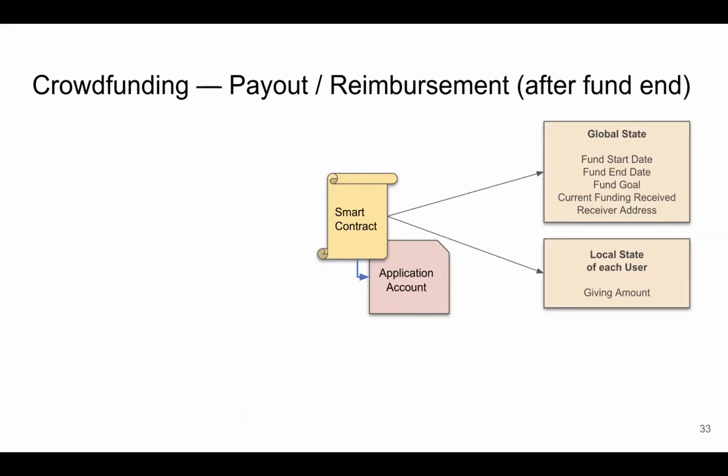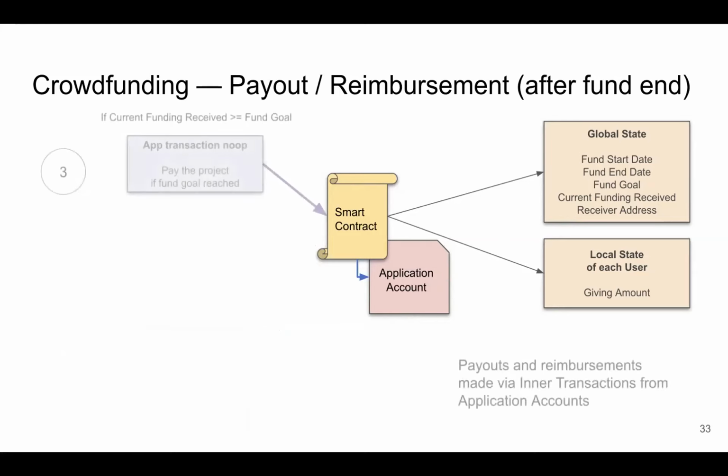Now, at the end, after the fund end date, if the current funding received is higher than the fund goal, the project creator, like the receiver address of the fund, can call the smart contract and get back all the money that has been raised by the crowdfunding. And this is done using an inner transaction done through the application account.